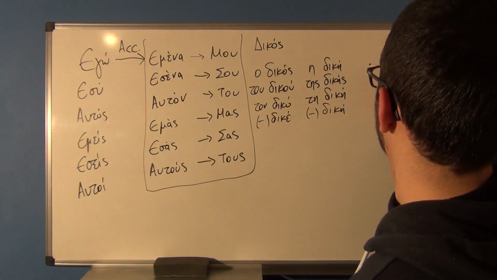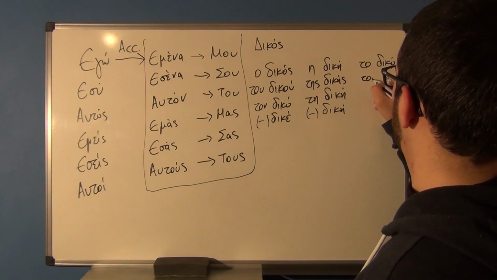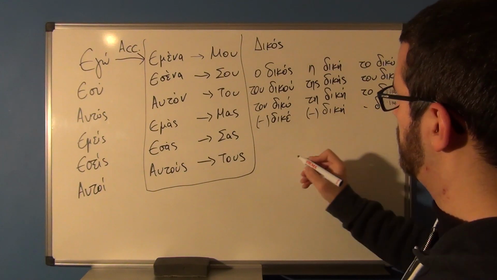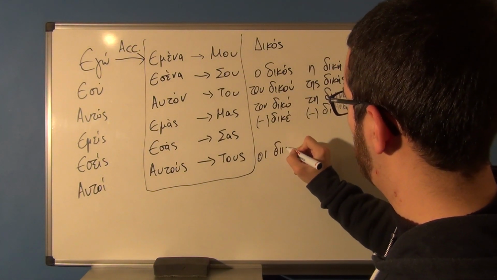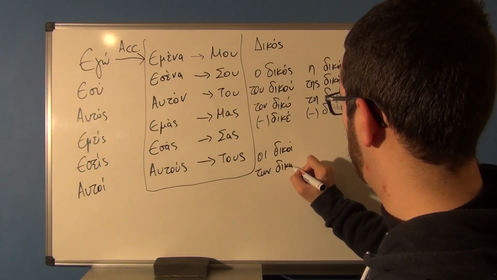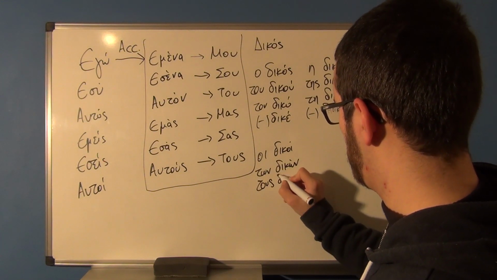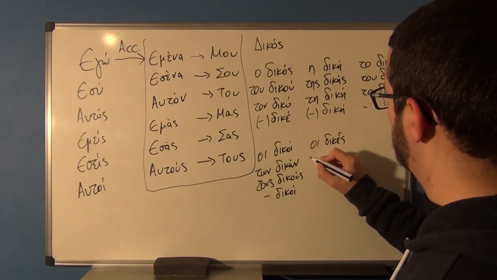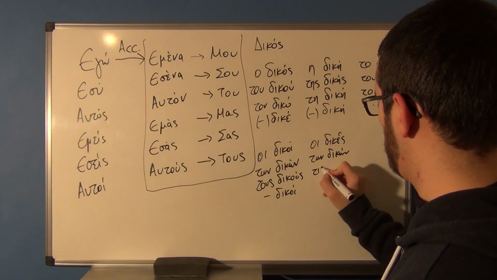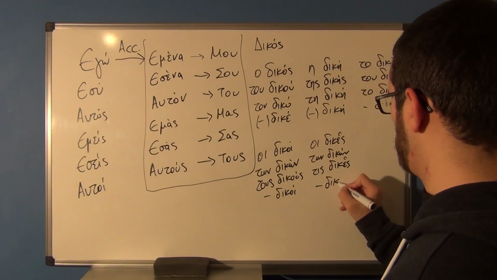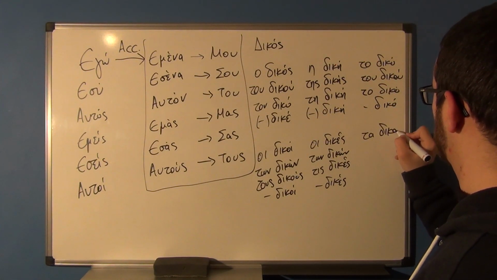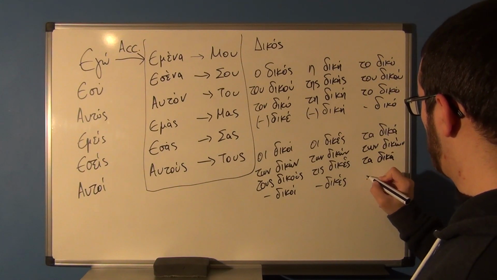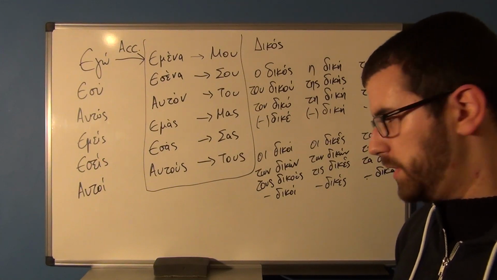This is null, right? Nothing. To δικό. Now, you also have the plural forms. Οι δικοί, των δικών, τους δικούς, δικοί. Οι δικές, των δικών, τις δικές, δικές. Τα δικά, των δικών, τα δικά, δικά. Now, apparently I don't have enough space on this board, and it's pretty much obvious.